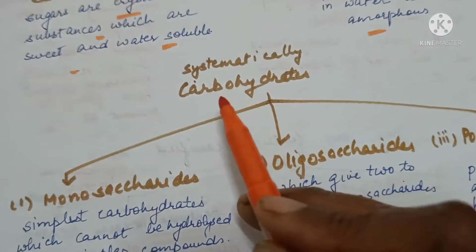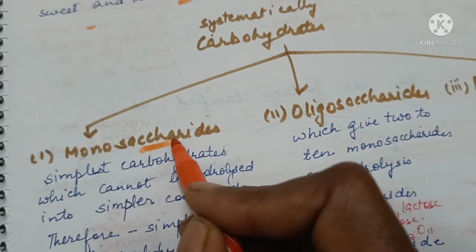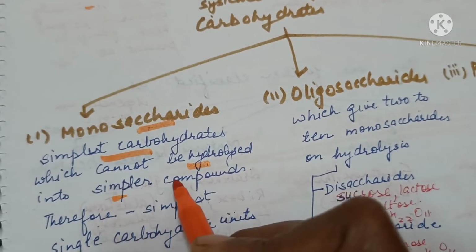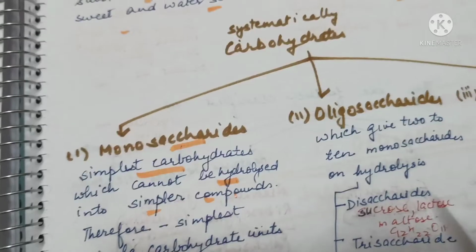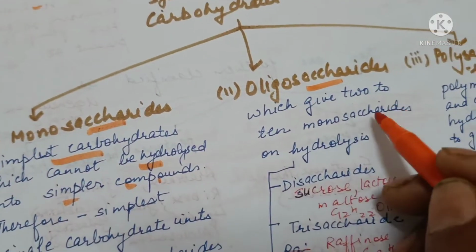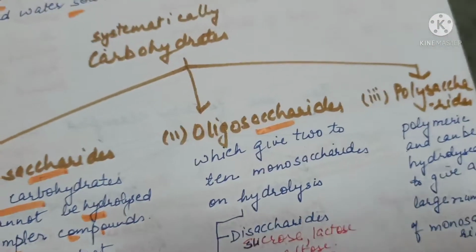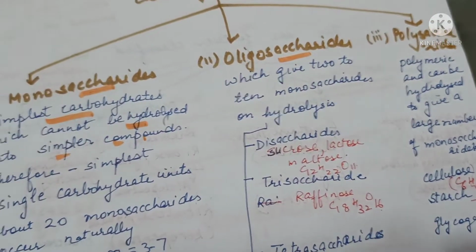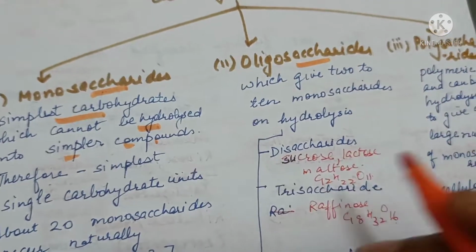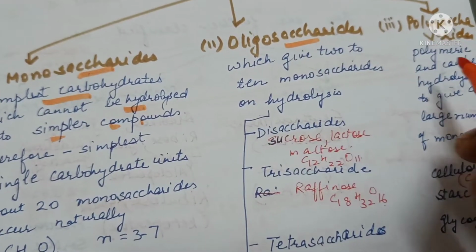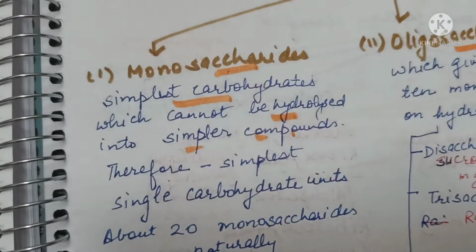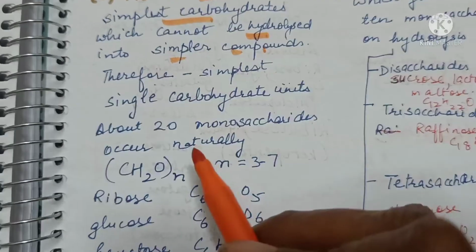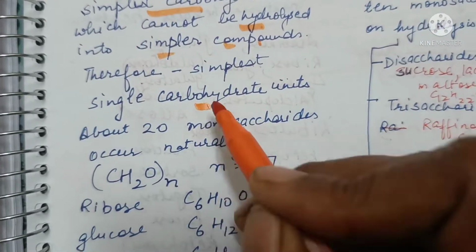Systematically, we can classify carbohydrates into monosaccharides, which are comprised of simplest carbohydrates which cannot be hydrolyzed into simpler compounds; oligosaccharides, which when hydrolyzed can give 2 to 10 monosaccharides; and polysaccharides, which on hydrolysis will give a large number of monosaccharides. So monosaccharides, when grouped together to a small extent, form oligosaccharides, and to a large extent when they group together they are called polysaccharides. Monosaccharides are simplest carbohydrates which cannot be hydrolyzed into simpler compounds. So it is a single carbohydrate unit.